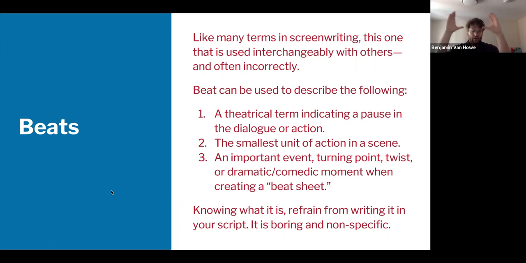Sometimes people put in parentheses "beat" when they indicate a pause while someone's speaking. But something to keep in mind is that that's kind of boring and a little non-specific. So you want to refrain from writing a beat or a pause in your writing, because that can always be replaced with an action or an emotion that takes up the same amount of time. Instead of saying a beat, you could have a character sigh or slump over or rub their forehead, anything else that would indicate a pause, but also show an emotion. When you write beat in parentheticals, think: how can I replace this with something better?